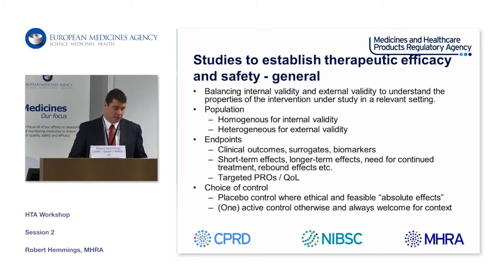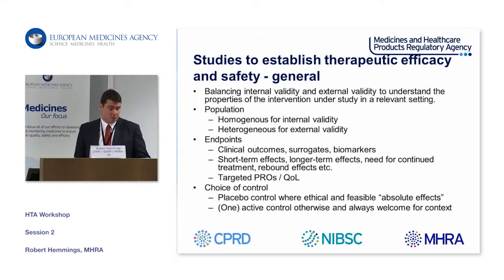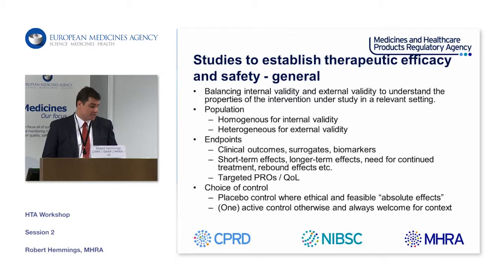So we could talk about the clinical trial population. A more homogeneous population gives us an answer which is more likely to be internally valid, a more heterogeneous population, an answer that's more likely to be externally valid. And you can see the tension, you can see the balance that we have to try and strike. Similarly with endpoints, we could talk about clinical outcomes, either short-term or long-term. We could talk about surrogates, we could talk about biomarkers, and different criteria, different standards would apply to establish therapeutic efficacy in different therapeutic areas.